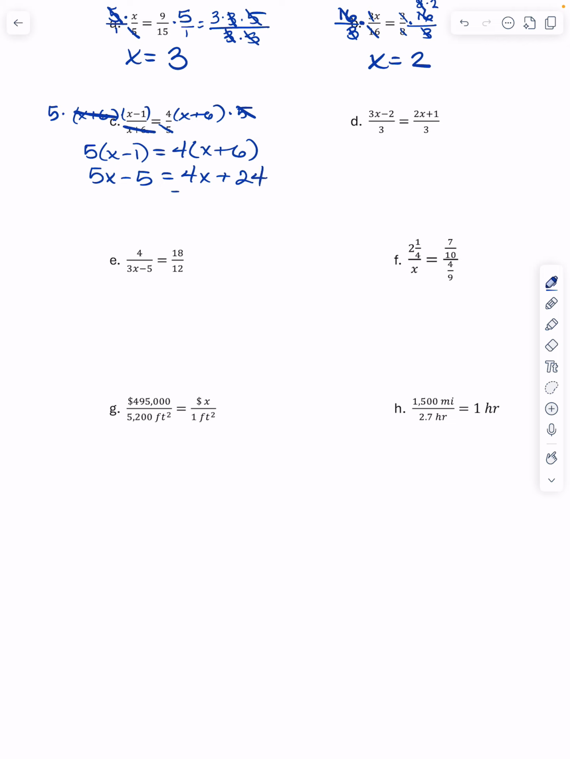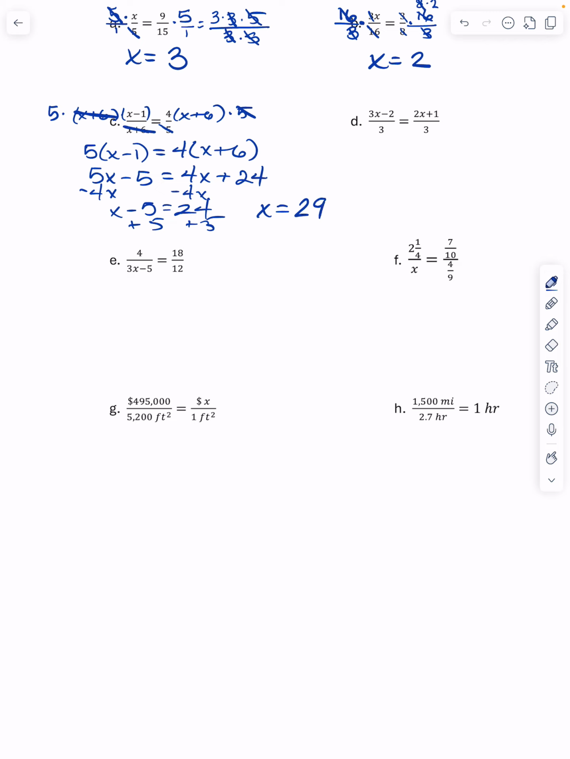I am going to subtract 4x from both sides. Remember, the 4x is just a number. We can do operations with it like we do the digits that we're used to. I get x minus 5 equals 24. And now we're going to go ahead and add 5 to both sides. And I get x equals 29.